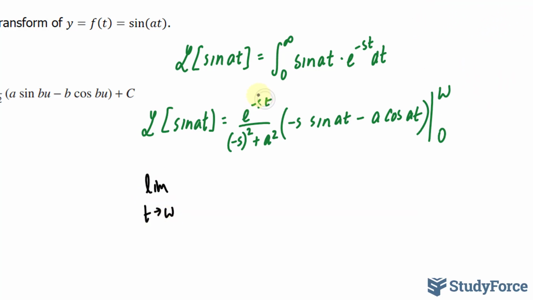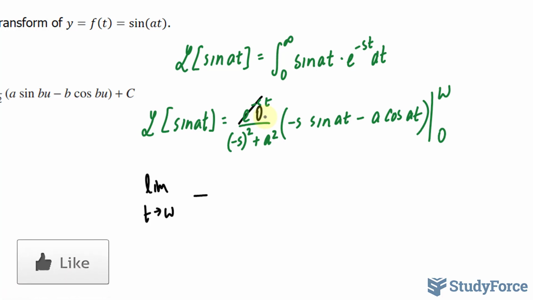So if I place a very large number into here, it will become negative a very large number. And e to the power of a very large negative number is equal to 0. So if this is equal to 0, then this factor is equal to 0, and everything's equal to 0 if we take the limit as t approaches w. So that part's done. Now we will subtract by what we get when we evaluate this at 0.